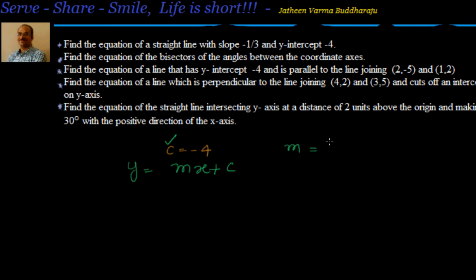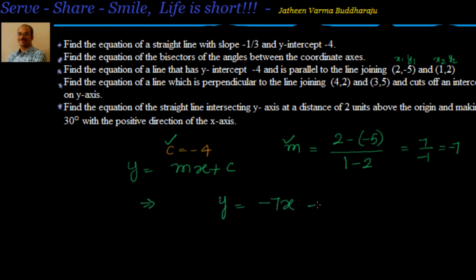Now what's the formula for m? Slope equal to y2 minus y1 divided by x2 minus x1. If I take this as x1, y1, x2, y2, that is 2 minus of minus 5, divided by 1 minus 2. That's nothing but 7 by minus 1, which is equal to minus 7. So we have the slope, we know c, so we can directly say y equal to minus 7x minus 4, or 7x plus y plus 4 equal to 0.